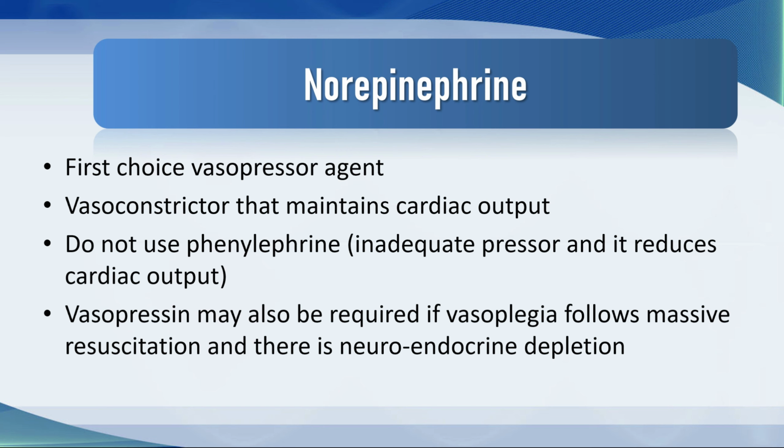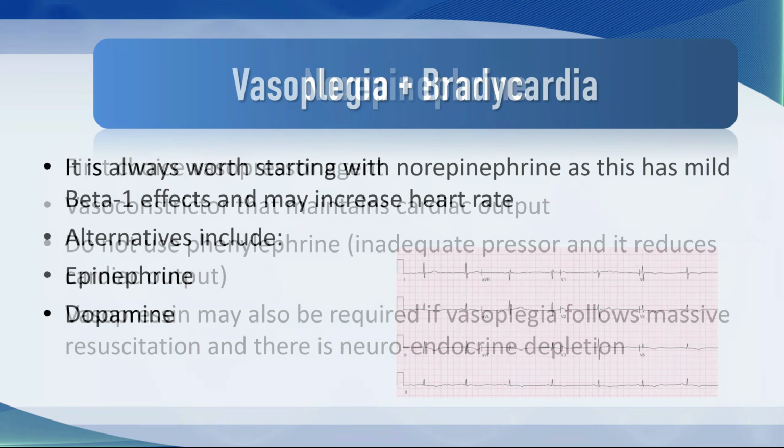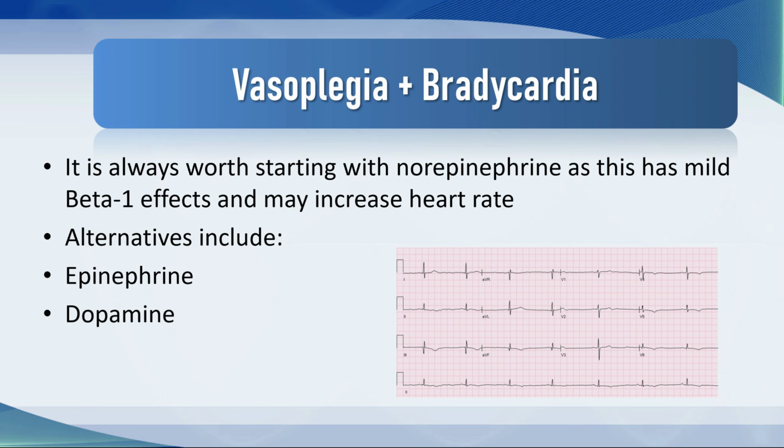It's a vasoconstrictor that maintains cardiac output. Do not use phenylephrine. It's an inadequate pressor and it reduces cardiac output. And vasopressin may be required if vasoplegia follows massive resuscitation and there is neuroendocrine depletion. Now, in the case of our patient who has bradycardia and vasoplegia, it's always worth starting with norepinephrine as it does have mild beta-1 effects and may increase the heart rate. The alternatives include epinephrine, that's adrenaline, or dopamine. Again, you can use up to 0.04 international units per minute of vasopressin if necessary.